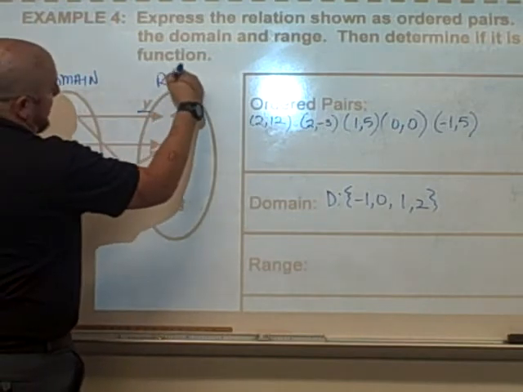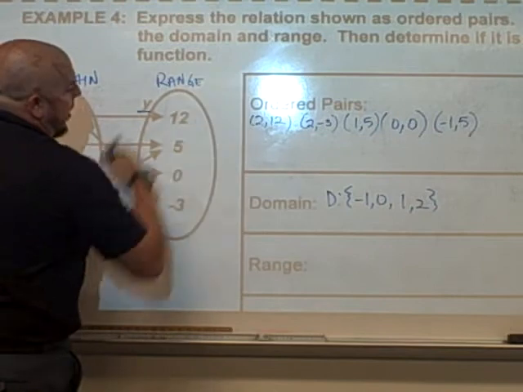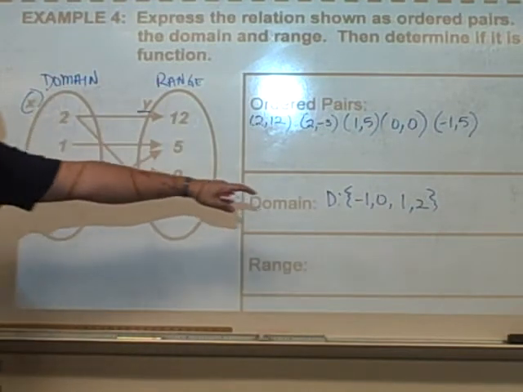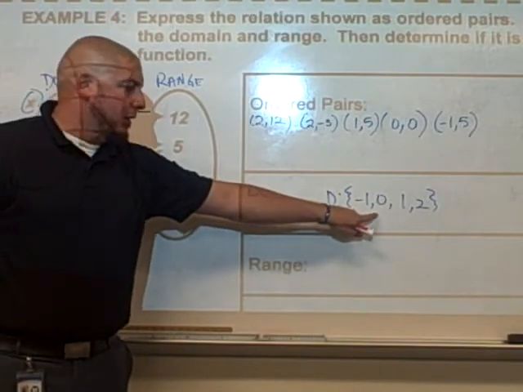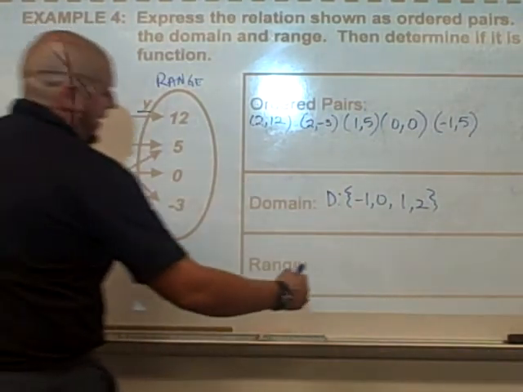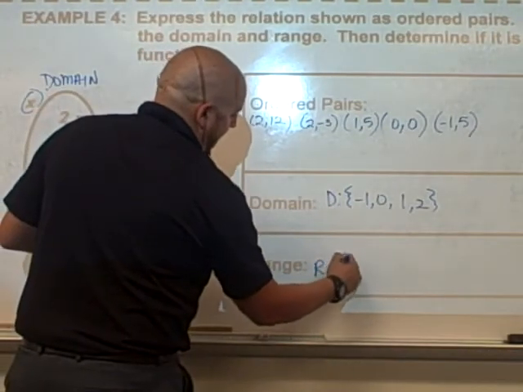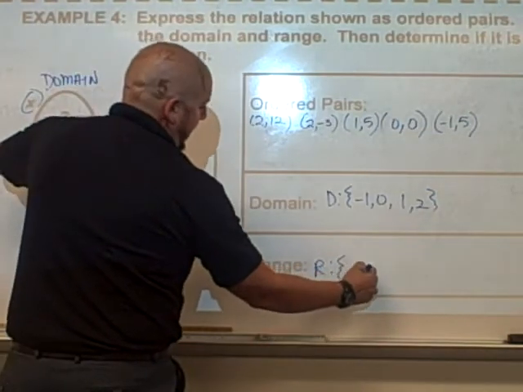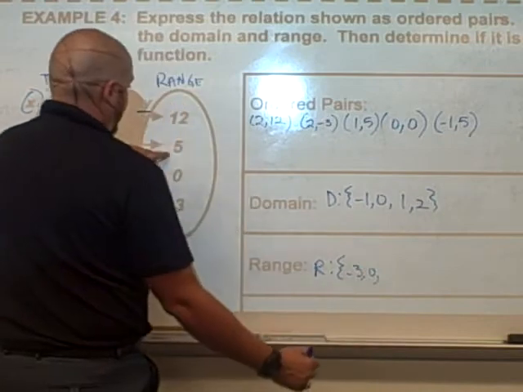Here's my range. Now, do not get lazy on homework or assignments or tests and just try to write D and R. You need to write it in this format always. Okay? So my range is R, dot, dot. Okay? Write it from least to greatest. You have -3, 0, 5, and 12.